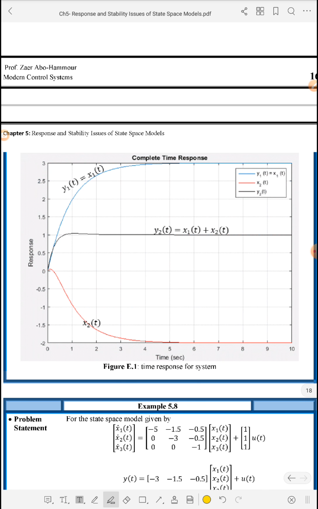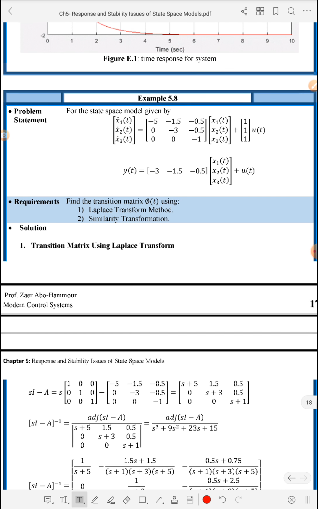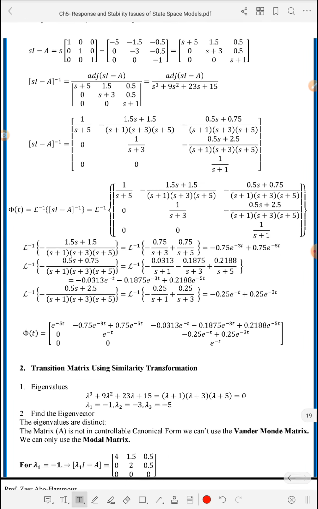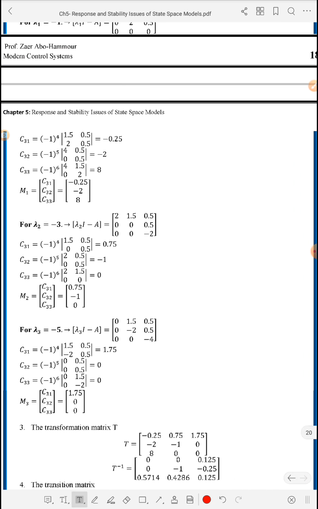This figure shows y1 and y2. The examples that do not have any additional information I will not cover, but you should read and solve them completely.